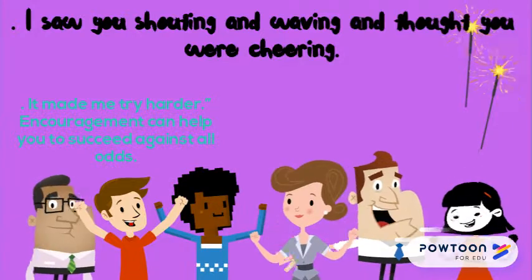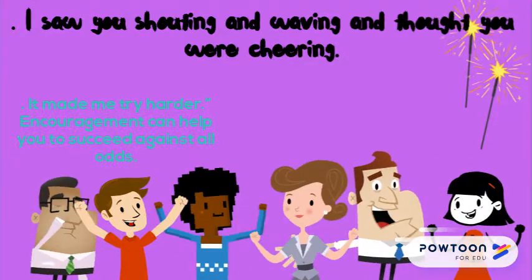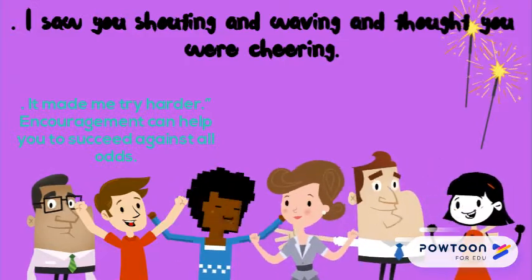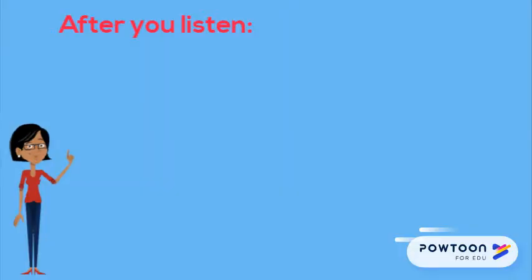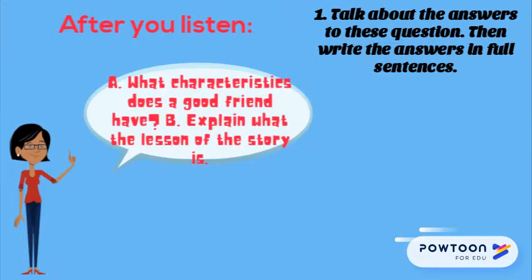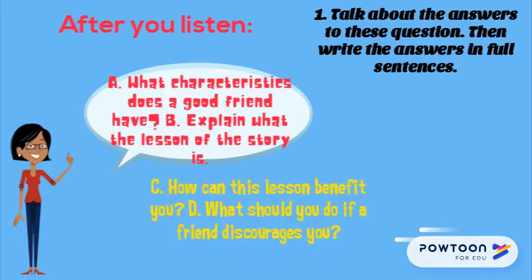Now, after you listened to the story, talk about the answer to these questions. Then write the answer in full sentences. A. What characteristics does a good friend have? B. Explain what the lesson of the story is. C. How can this lesson benefit you? D. What should you do if a friend discourages you?